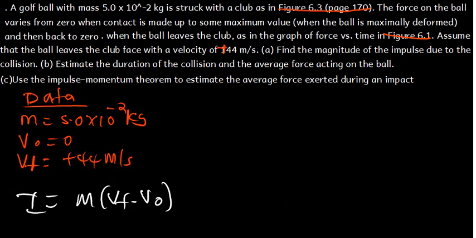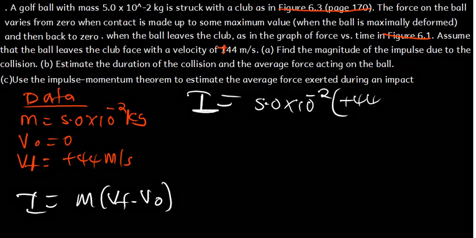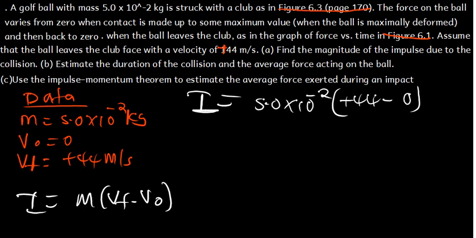So we're going to have the impulse equal to the mass, 5.0 times 10 raised to the power negative 2, times the change in velocity: the final velocity is positive 44 minus 0. So let's see the impulse we're going to have. We expect our impulse to be positive.